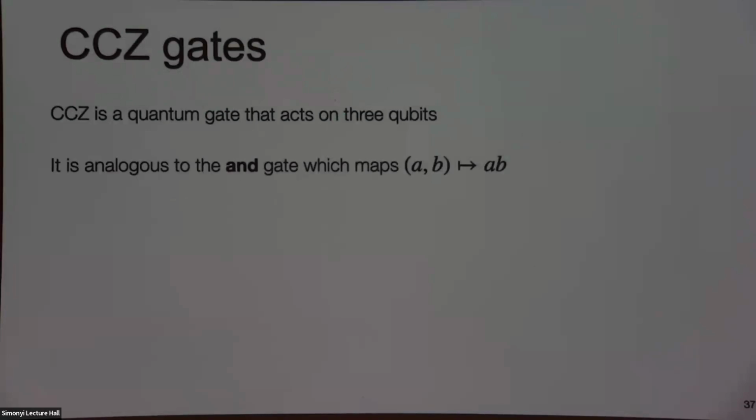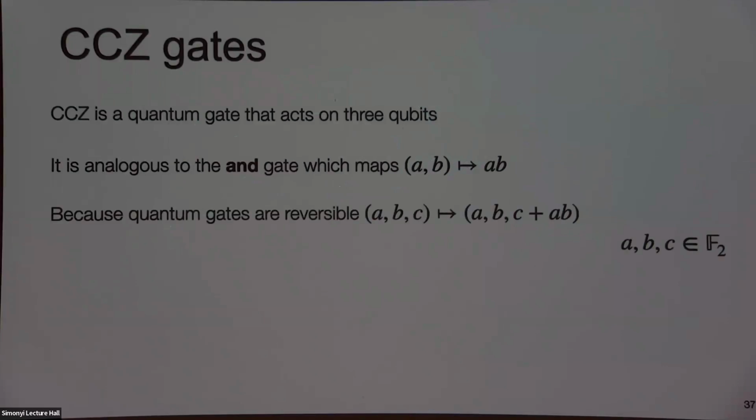So a linear code is very good at doing plus operations. But for a multiplication operation, you need something else, which is exactly the AND gate. So the AND gate would map AB to A times B. But for quantum gates, these are reversible, so it's better to think of it as ABC maps to AB and then C plus AB. Okay, so this is now reversible.